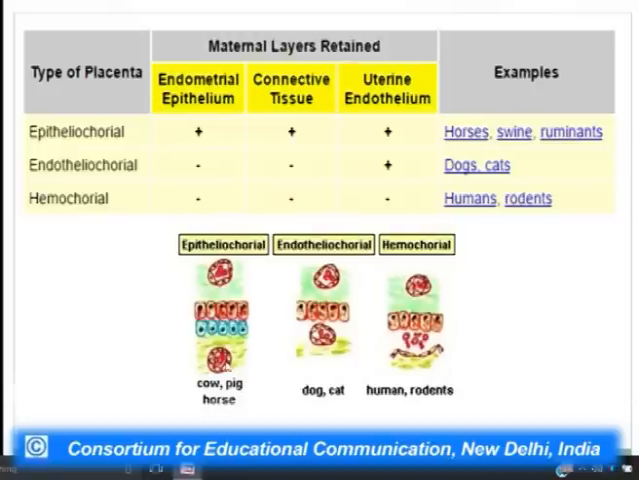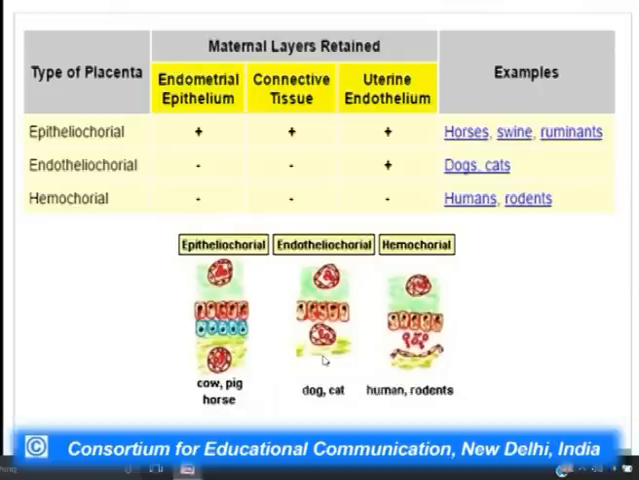All three layers are retained. So there is an endometrial epithelium, there is a connective tissue, and there is a uterine endothelium, which is all intact. And this kind is present in horses, swine and ruminants. Then there is an endotheliochorial. So, when parturition takes place in such animals, there is no bleeding, because the fetal tissue comes out easily from the maternal tissue.